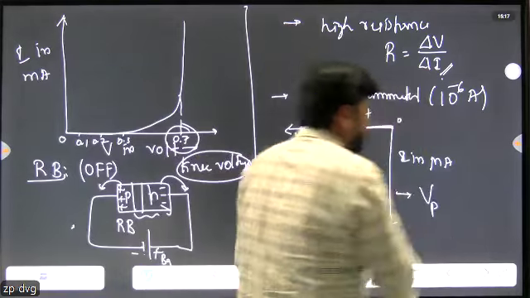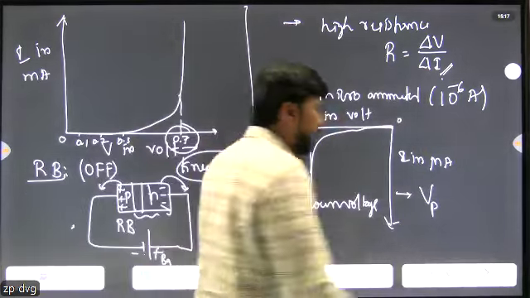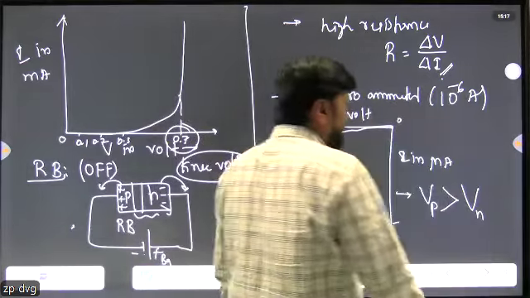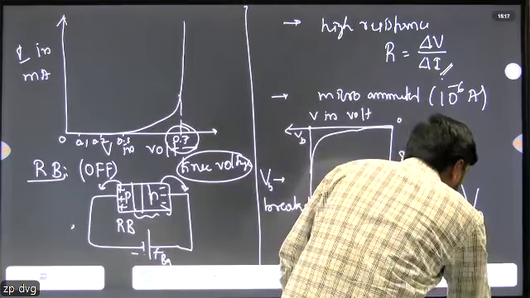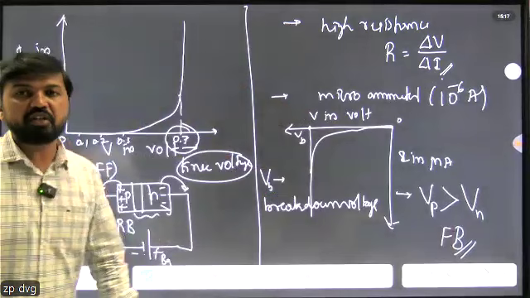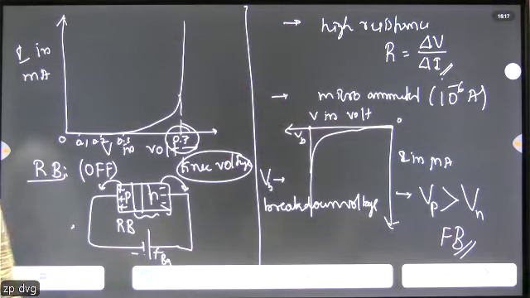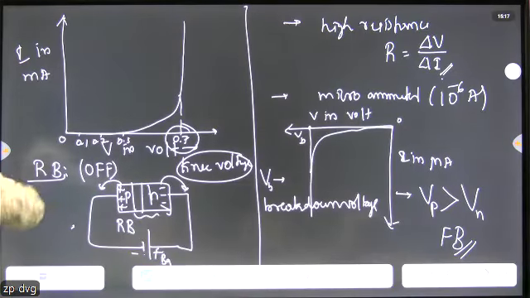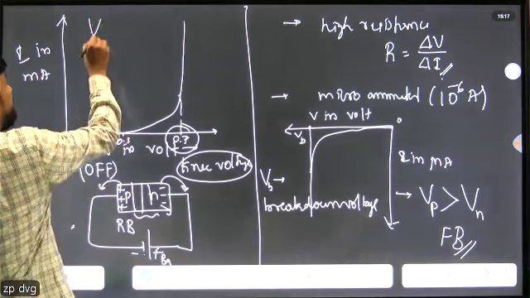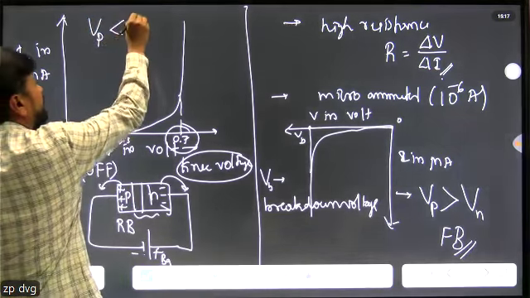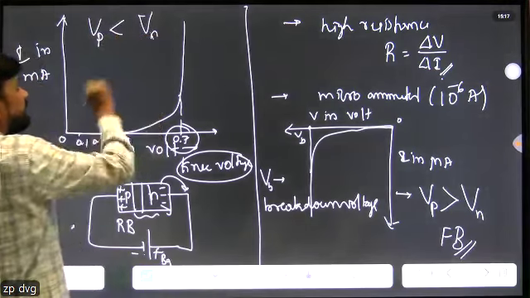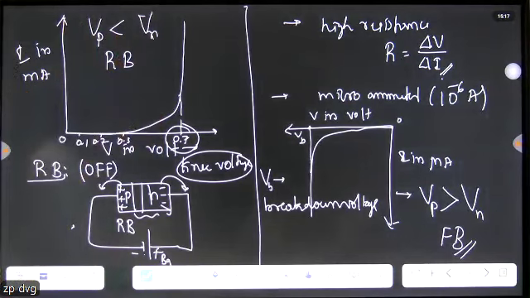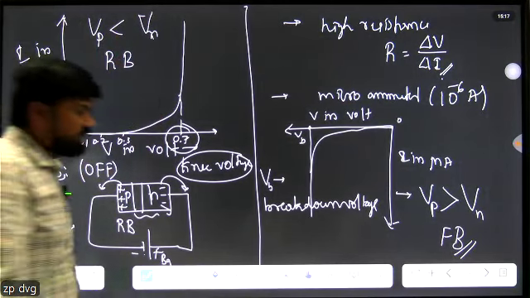given to the P side, potential given at the P side must be greater than potential given at the N side. Then only the diode is said to be in which bias? Forward bias. Potential given to the P side must be greater than potential given at the N side, then which bias will it be? Forward bias. Similarly, if potential given to the P side is less than potential given to the N side, such a type of bias we can call as which bias? Reverse bias. I can explain with an example.